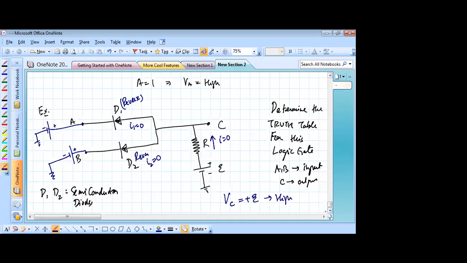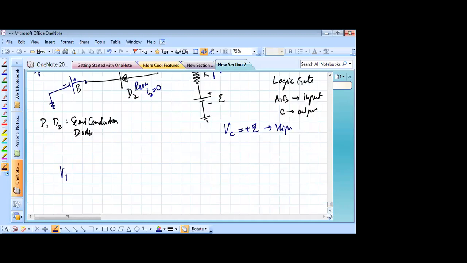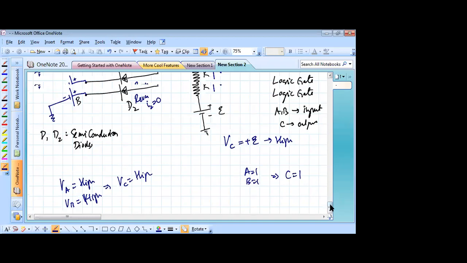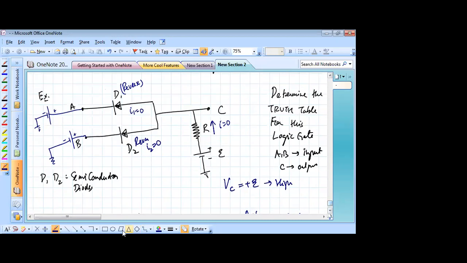Okay. So that is telling me that when VA is equal to a high voltage, and VB is also equal to a high voltage, at that point of time, what is happening? VC is becoming a high voltage. That means A is equal to 1, B is equal to 1 implies C is equal to 1. Okay. Understood this?